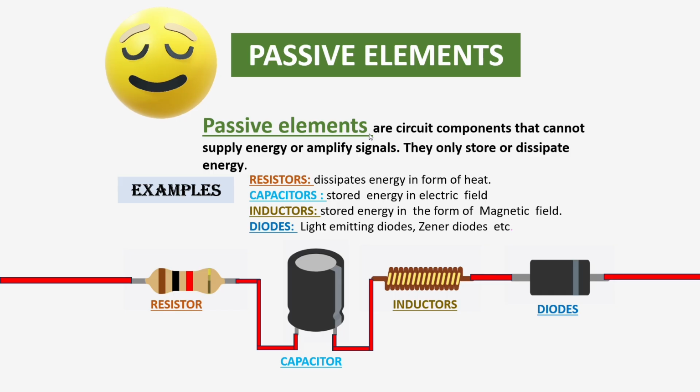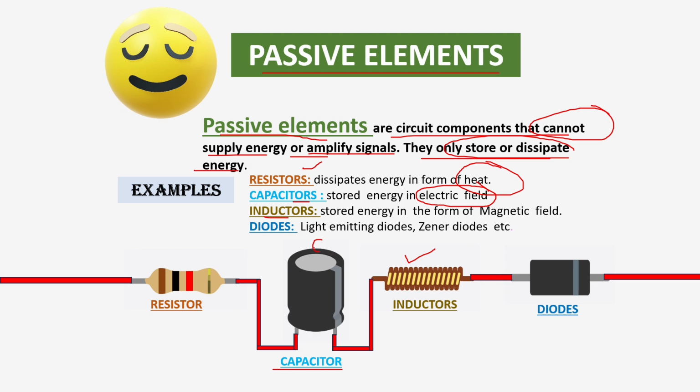Now let's learn about passive elements. Passive elements are components that cannot supply energy or amplify signals. Instead, they store or dissipate energy. For example, resistors dissipate energy as heat, capacitors store energy in an electric field, inductors store energy in a magnetic field, and diodes control the direction of current flow. These components do not provide power gain.